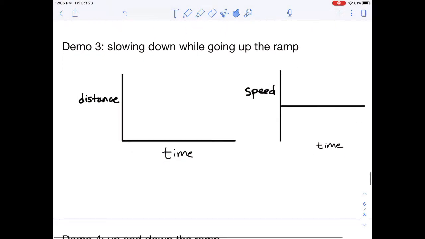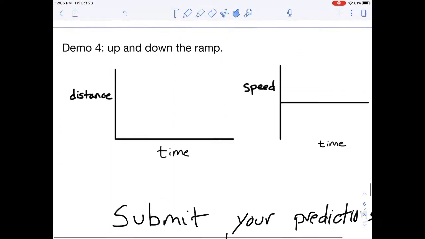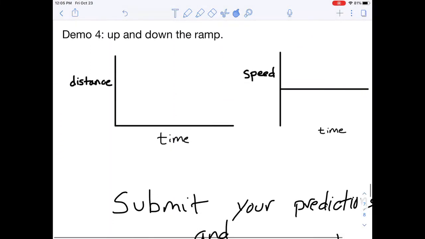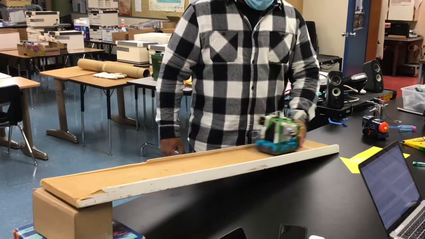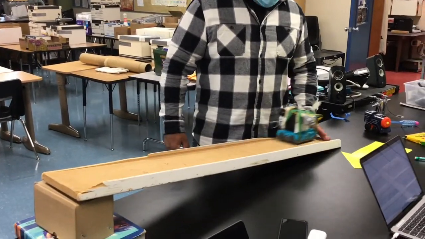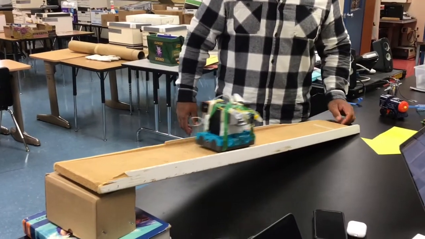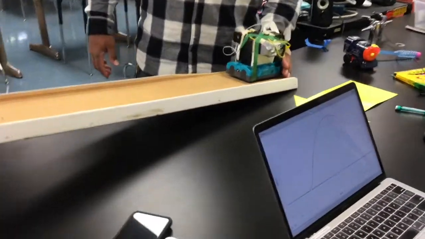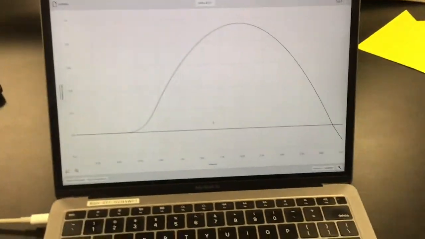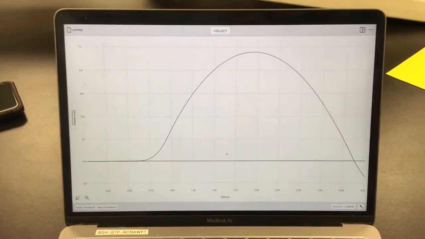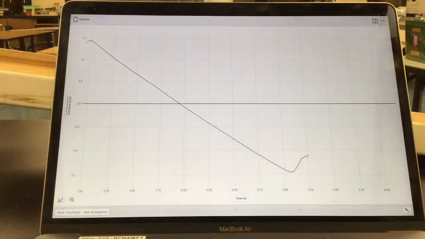And finally, we move along to the fourth one, where it went up the ramp and back down. And here is Mr. Kent showing again. It goes up and down, up and down. Now let's take a look at the graph, and you can see it produces a beautiful curve up and curve down, a combination of the two previous demonstrations.